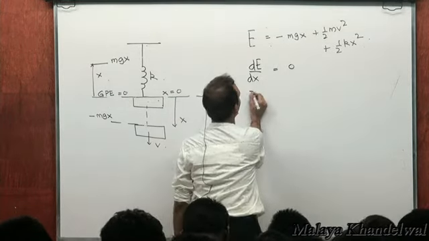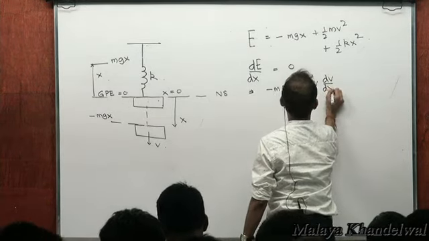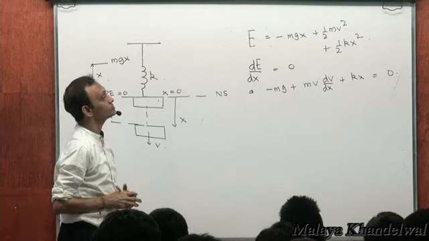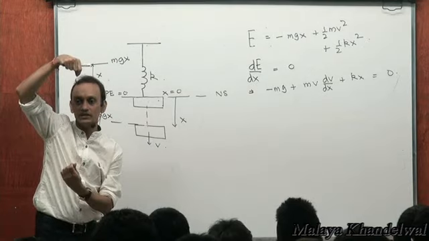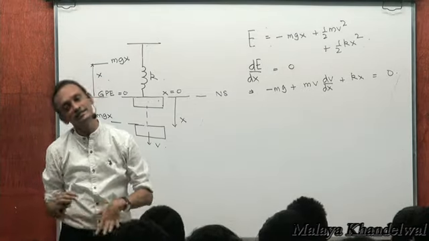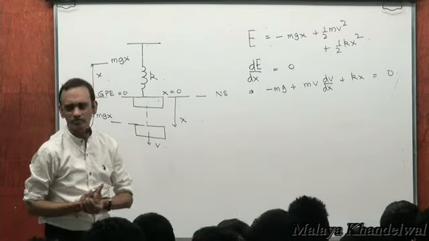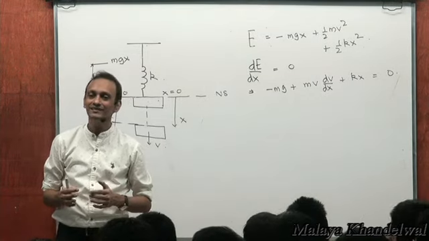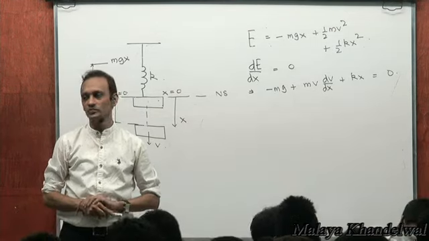Right? Or I get minus mg plus mv dv/dx plus kx as 0. Elastic potential energy of the spring, half kx squared. If the spring is elongated by an amount x, then its potential energy would be half kx squared. If it's compressed by x, then also it's going to be half kx squared. When did I write minus half kx squared? No. This is not work done. This is potential energy of the spring. This is not the work done by the spring.